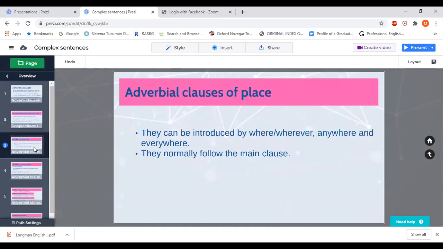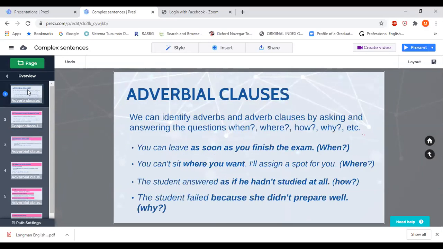So adverbial clauses of place can be introduced by where, wherever, anywhere, and everywhere. Typically, they follow the main clause, that is to say, they will be placed after the main clause, unless you want to add emphasis to this part of the sentence, to the place. Can you think of an example of an adverbial clause of place?